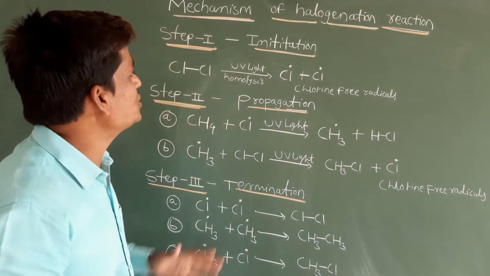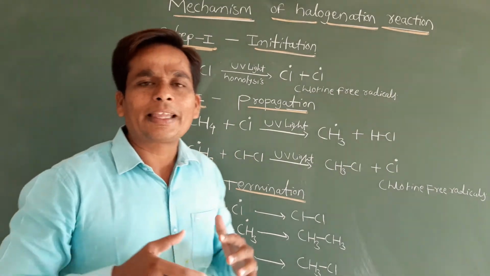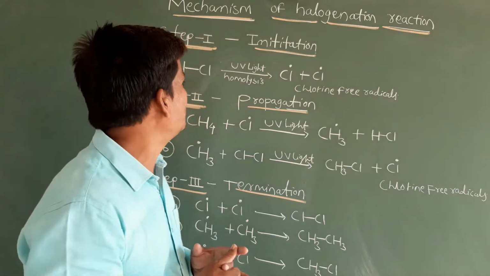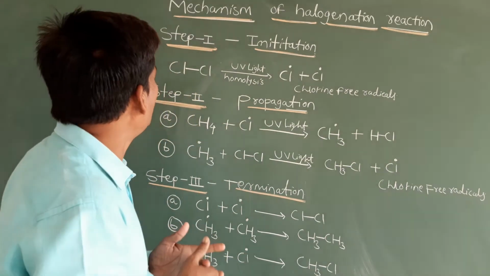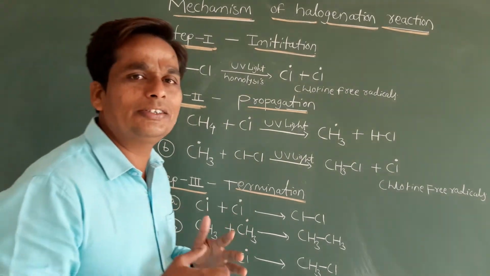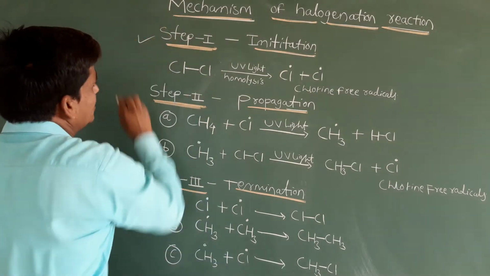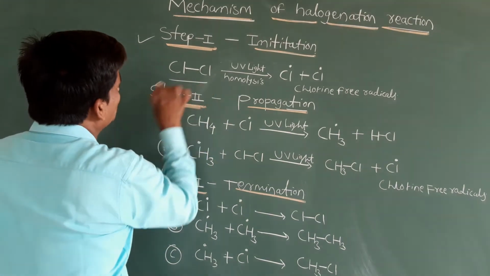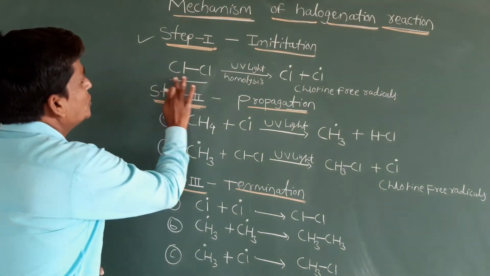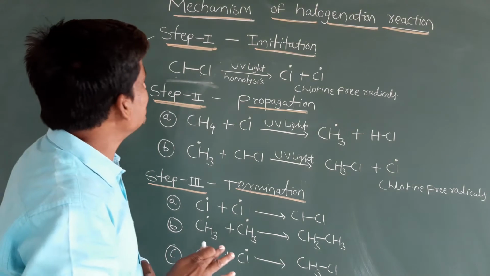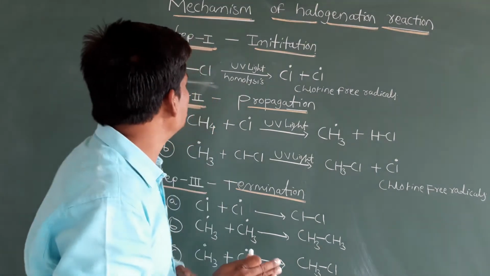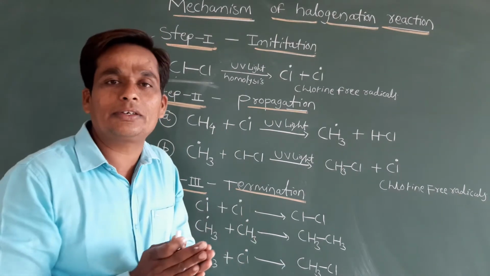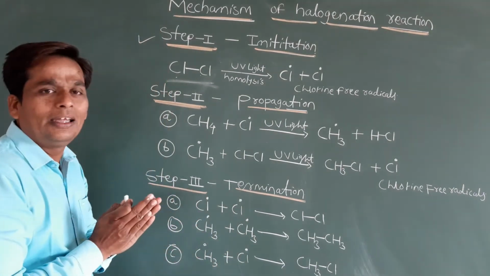Students, the first step is the initiation step. In this initiation step, as in the previous reaction, we are using the chlorine molecule Cl2. So in step one, the initiation reaction, we use Cl2, that is Cl single bond Cl. When this Cl2 is exposed to UV light or sunlight, it undergoes homolytic cleavage. Homolytic means what? Homo means same, and the bond will break.